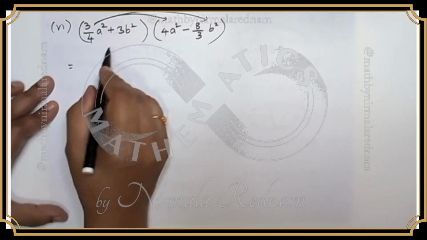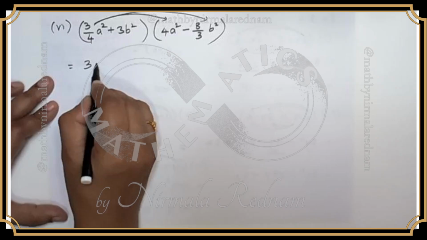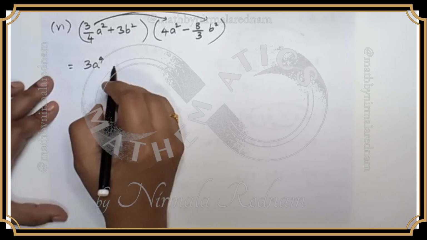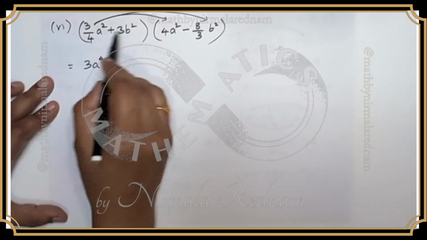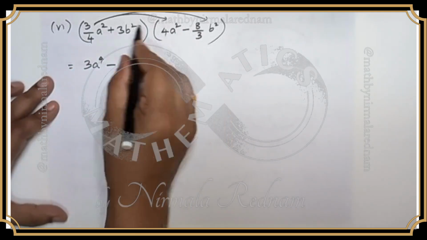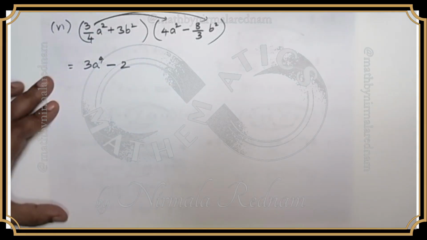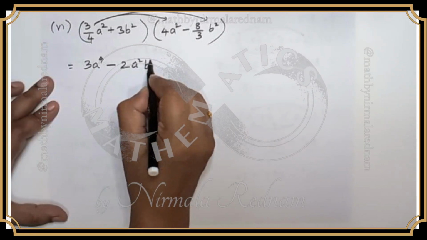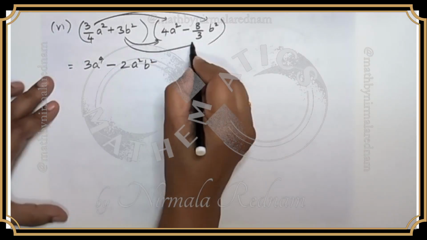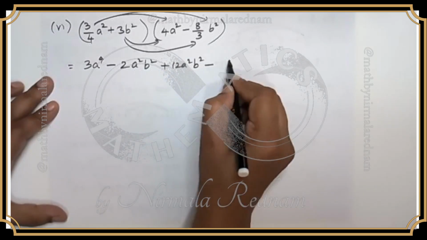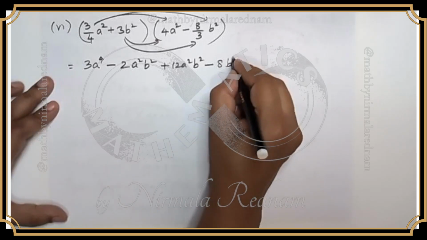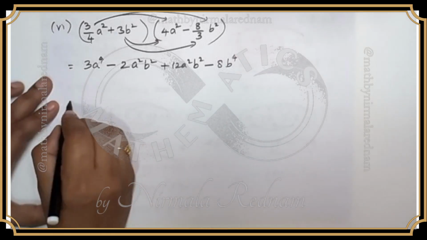3 by 4 into 4, 4 will get cancelled. So I have 3a power 4. A square into a square is a power 4. And I have a minus sign here. Now 4 2's is 8 and 3 will get cancelled. So I have a 2 as coefficient, right? A square, b square. Now this second term will give me 12a square, b square minus, again 3 is getting cancelled, 8a power, b power 4.